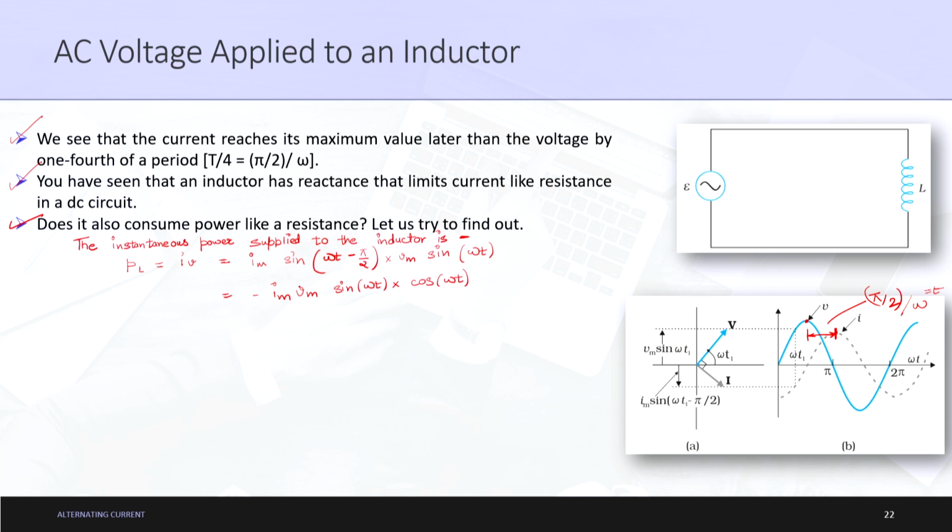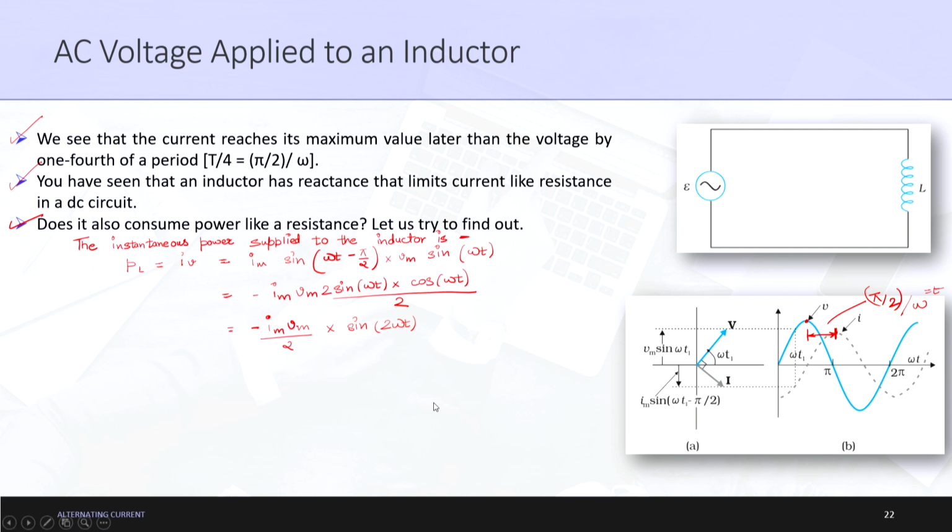Now, again trigonometry, just multiply and divide by 2, and we get the answer as minus Im Vm by 2 into sine of 2 omega t. Normal trigonometry is involved: 2 sin omega t cos omega t is equal to sine of 2 omega t. So this was the instantaneous power being supplied. Now let us calculate the average power over a complete cycle.